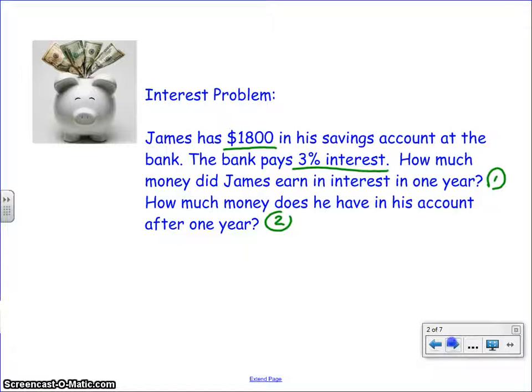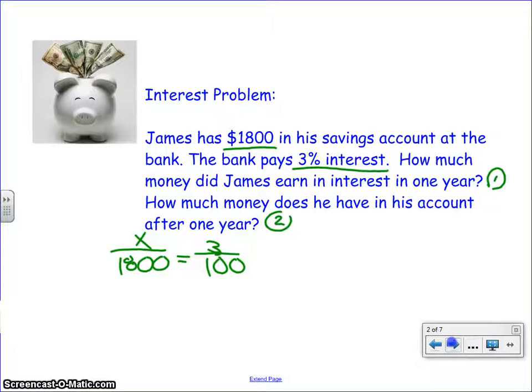Okay, so let's figure out. He has $1,800 and the bank's going to pay him 3%. That would be 3 over 100. And we want to find out what 3% of 1,800 looks like. So we're going to set up our problem. X over 1,800 is the same as 3 over 100, or 3%.